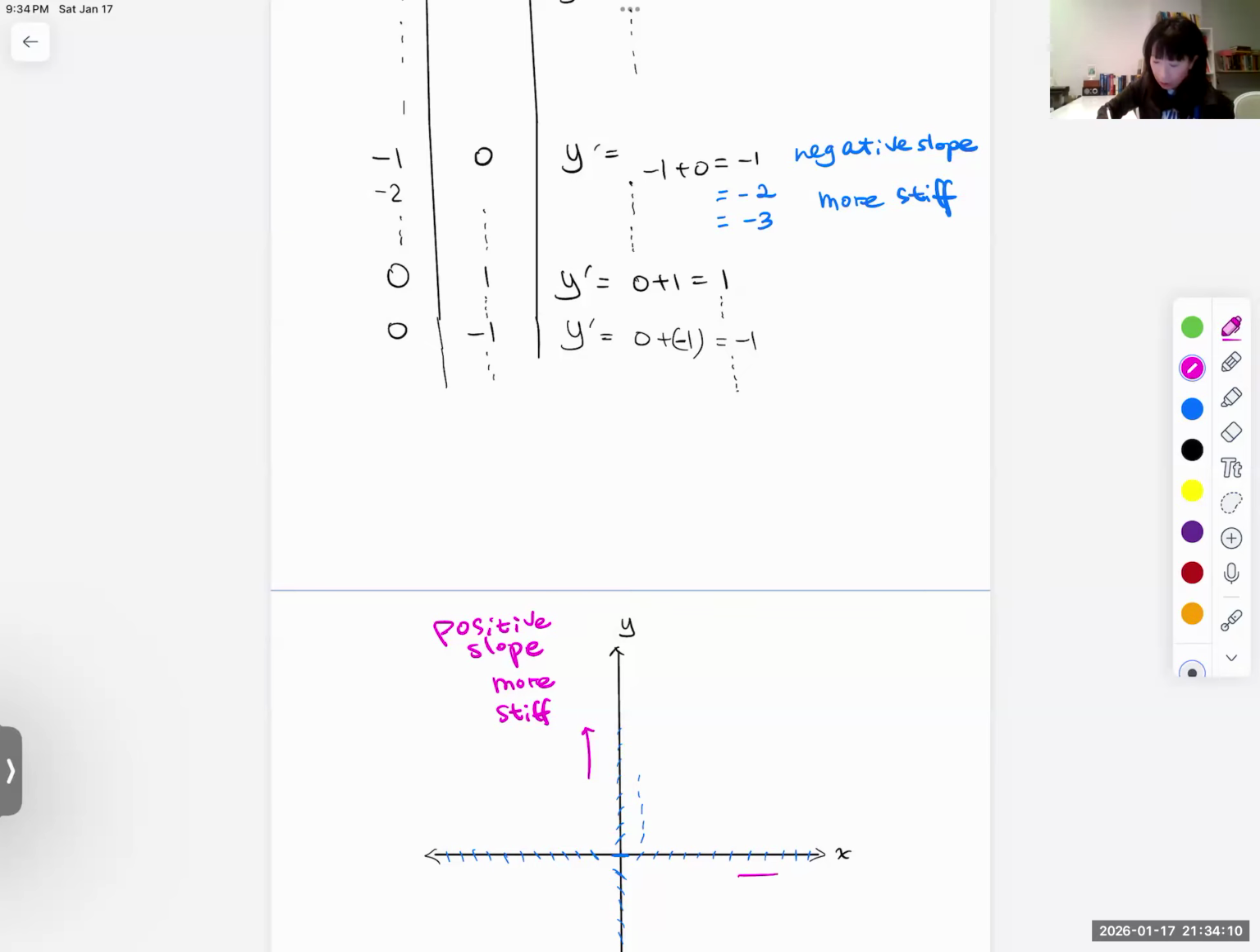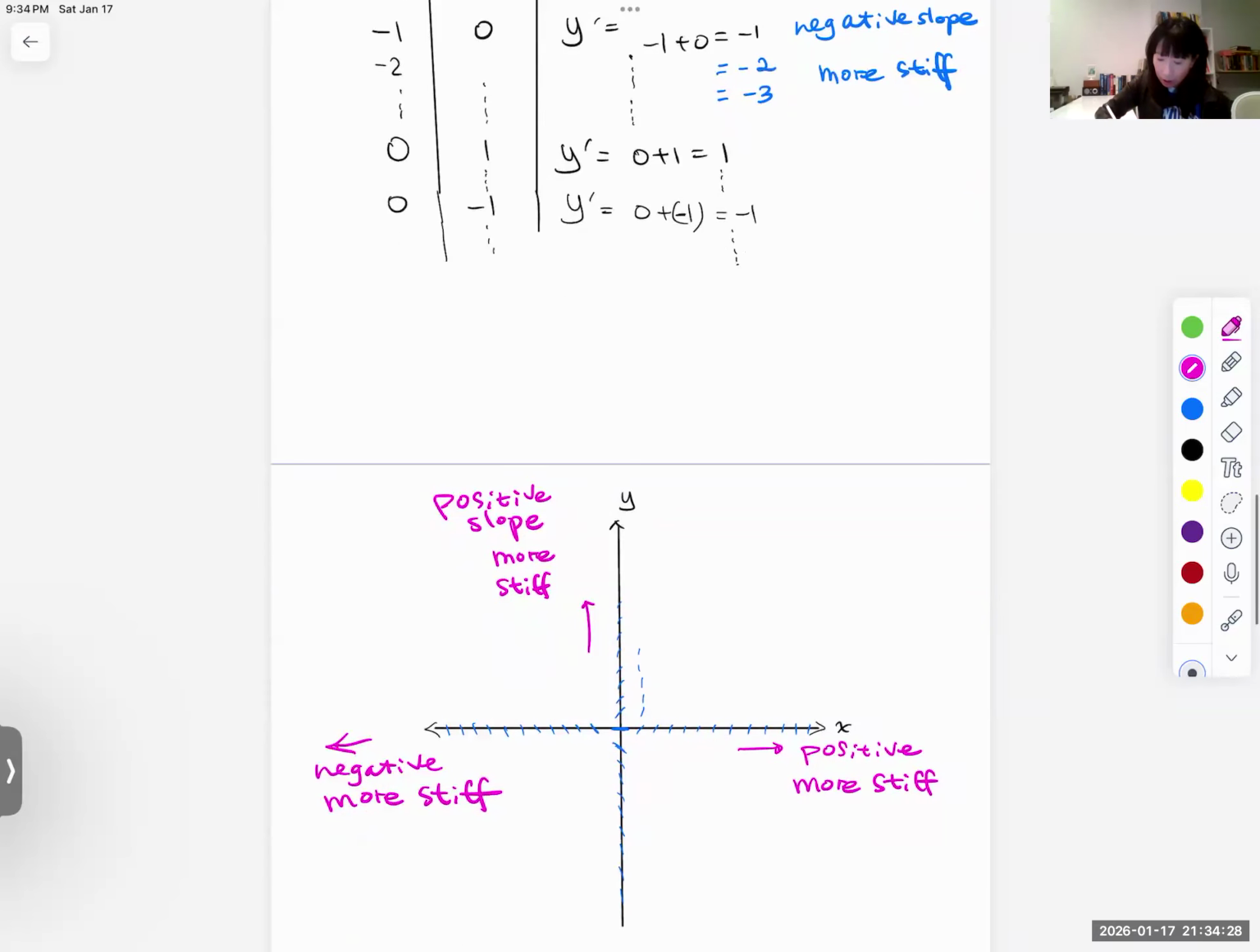How about here? Positive slope, more stiff, right? And this way, negative slope, more stiff. And then we can have that here, negative slope, more stiff. Okay, this is how it looks.